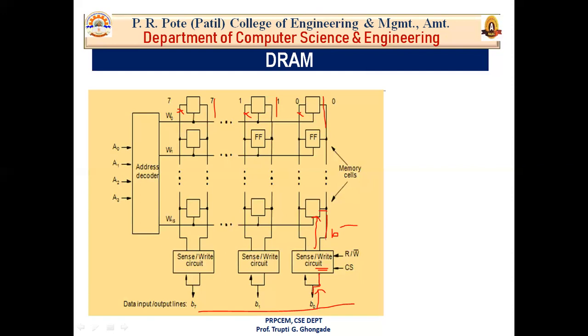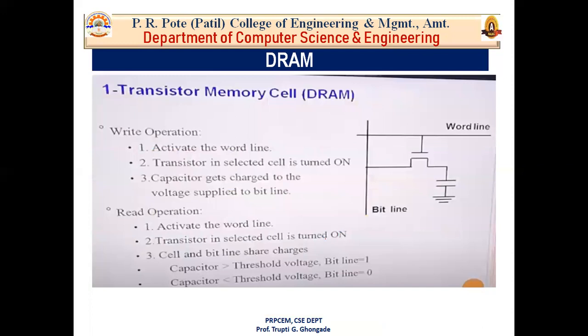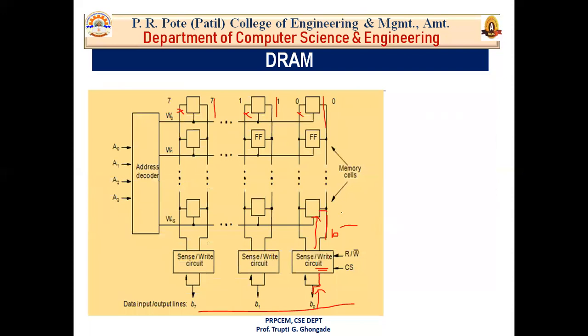Now I am going to take one particular cell and perform read or write operation. What does this cell have? It is connected to a word line, same as static RAM. It is also connected to a bit line, and the bit line is connected to a sensor write circuit. Each single memory cell is connected to a word line and a bit line, and each bit line is connected to a sensor write circuit.